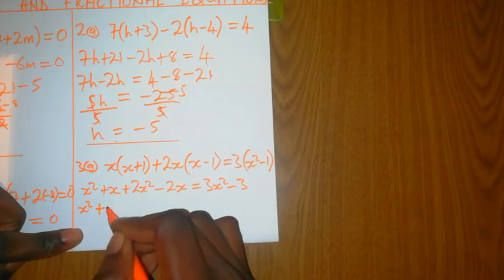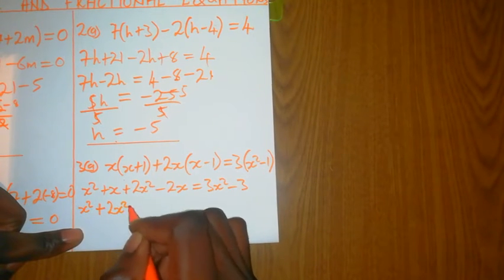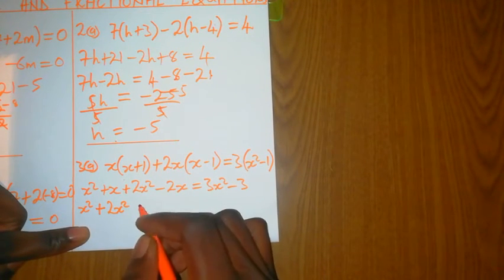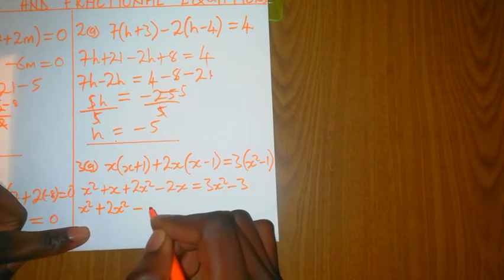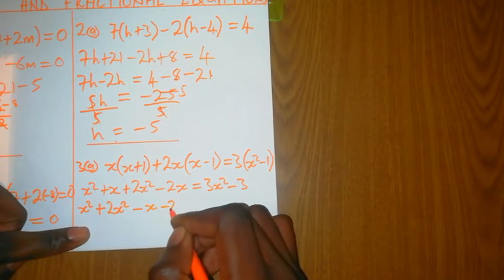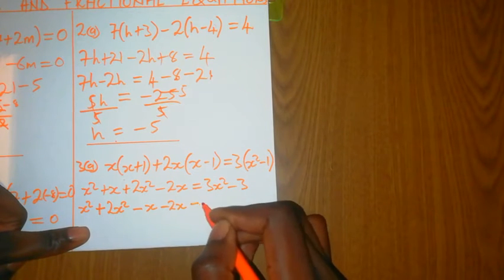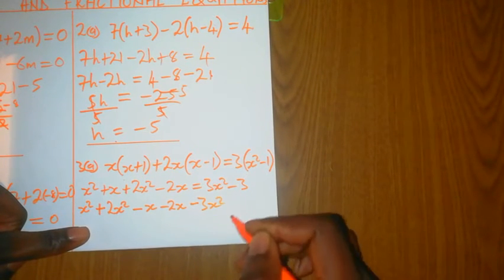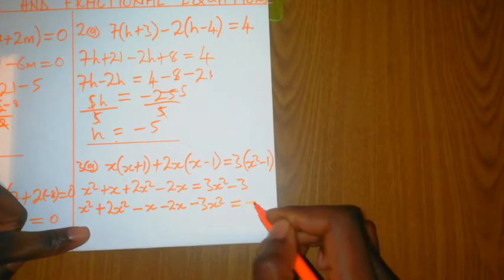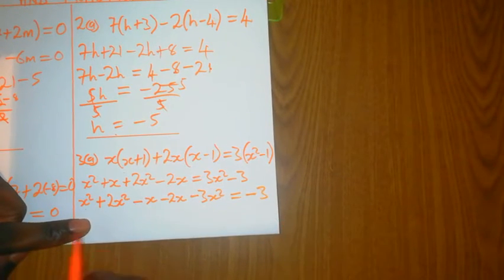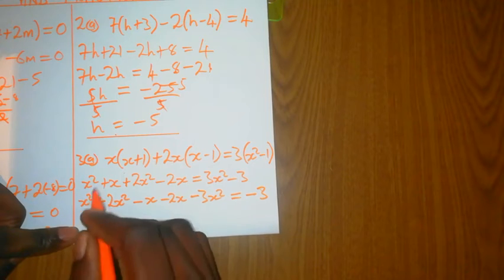So it's x squared plus 2x squared, then minus x minus 2x minus 3x squared is equal to minus 3. I then collect my like terms properly in this case.